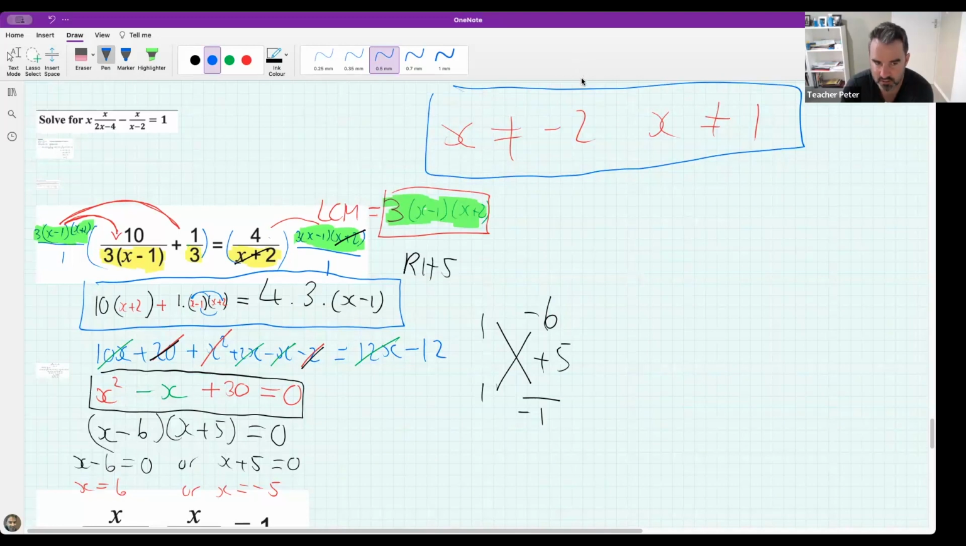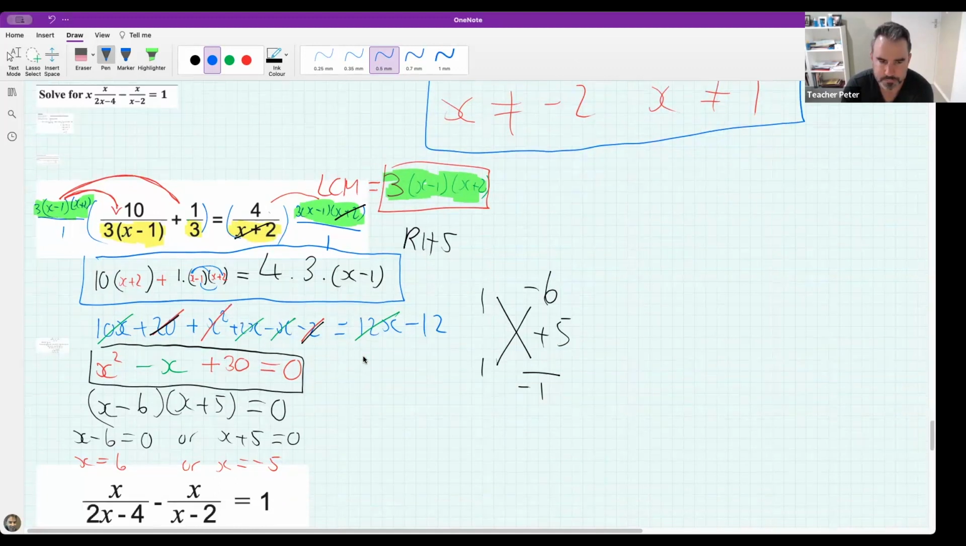So the reason is, if x was minus 2, it would cause division by 0. Can you see there's an x plus 2? Yes, Sange is correct. So if x was minus 2, minus 2 plus 2 is 0. Or if I had 1 minus 1, I get 0. So sometimes we have to reject answers if they would cause division by 0. But it's not that common.